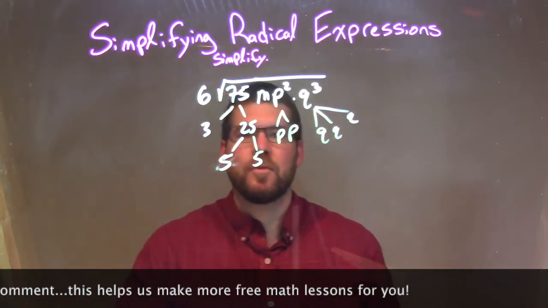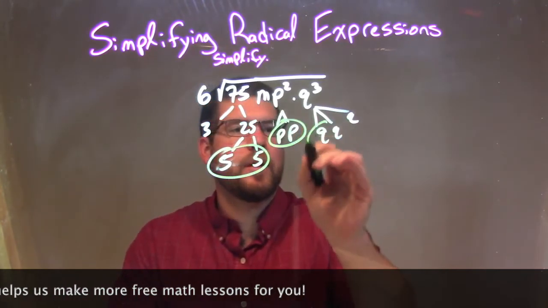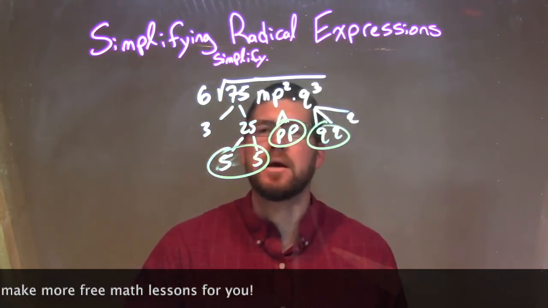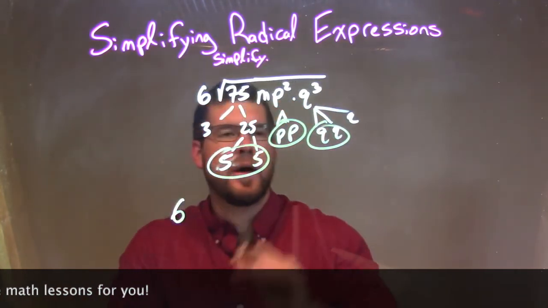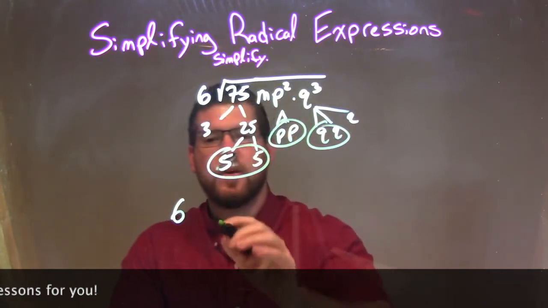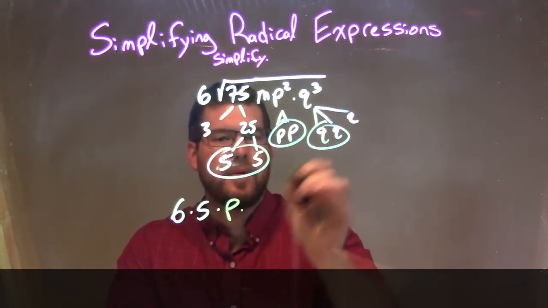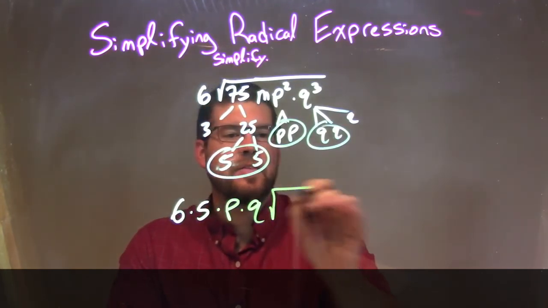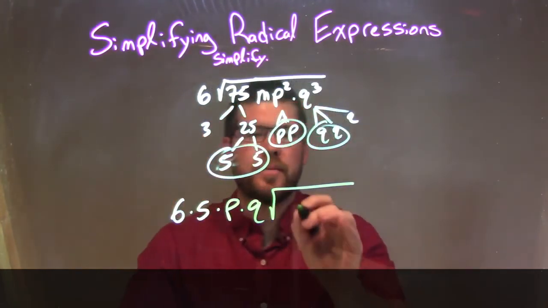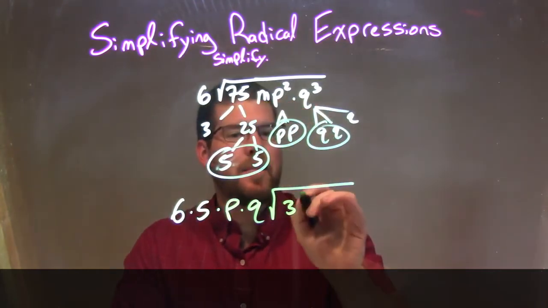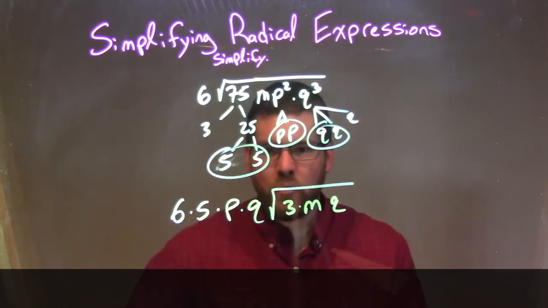Okay? So now let's go circle our pairs. I have a pair of 5's, a pair of P's, and a pair of Q's. Okay? So what I'm going to do is rewrite this, the 6 on the outside, and multiply all of my pairs as single elements on the outside. All right, so I have 1, 5 right there, then we have a P, then we have a Q, okay? And then inside the square root is all my single values. My single values were just the 3. Don't forget that M that was up there, 3 times M times a Q being a Lone Ranger.